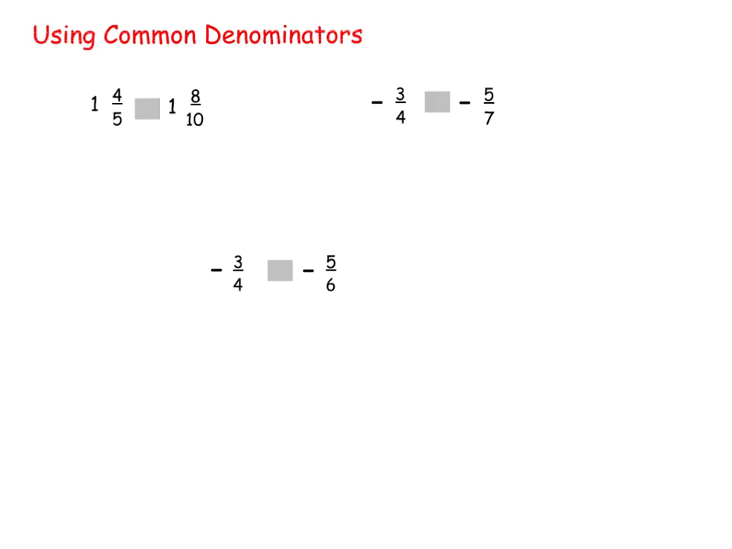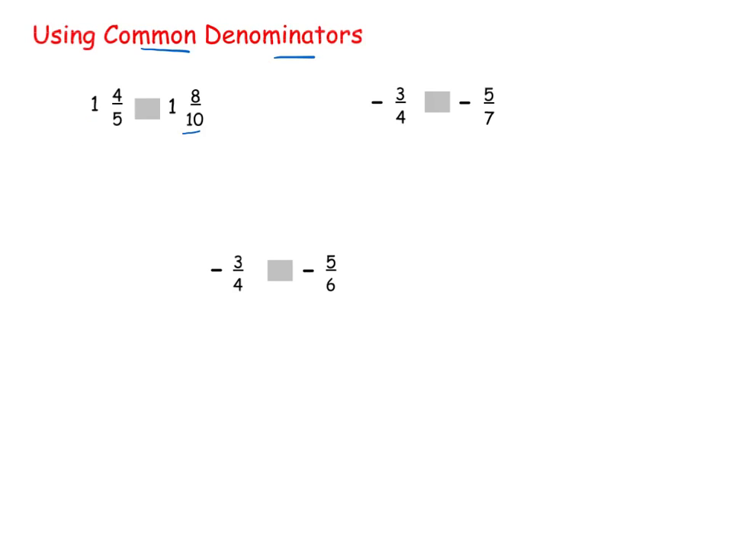All right, let's get a little practice in using common denominators with a couple different situations. If we look at this first one, we have 1 and 4/5 compared to 1 and 8/10. So if we use common denominators, then let's look at those, and what do you notice? Always look to make sure if one goes into the other, because then you can use that as your denominator and save yourself some work.